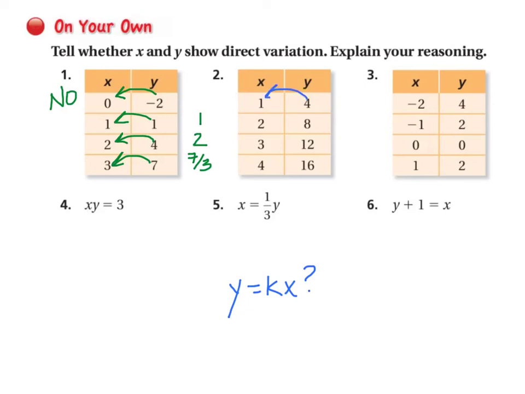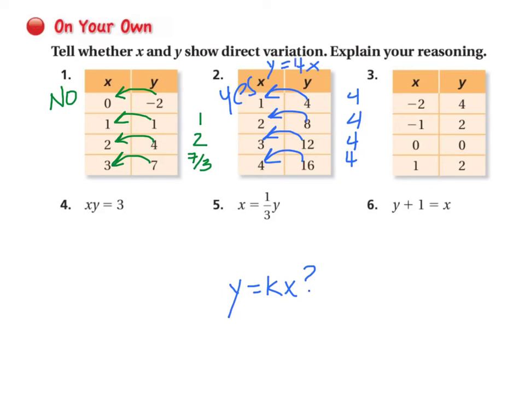Next one, 4 to 1 is 4. 8 to 2 is 4. 12 to 3 is 4. And 16 to 4 is 4. Yes, this is a direct variation. You've got a constant of variation of 4. And we can even write the equation, y equals 4x.